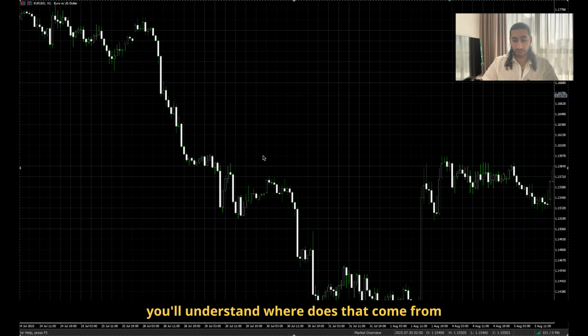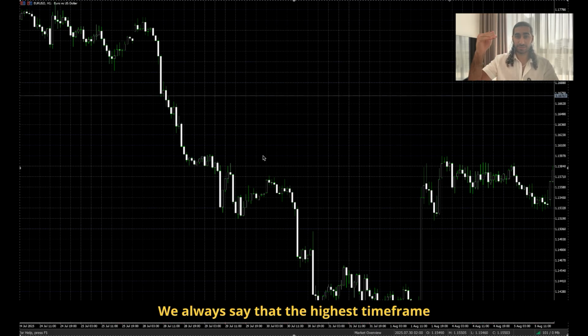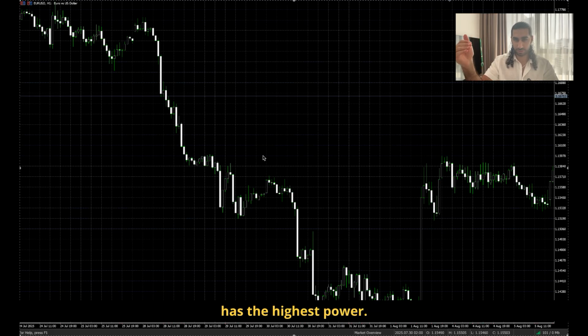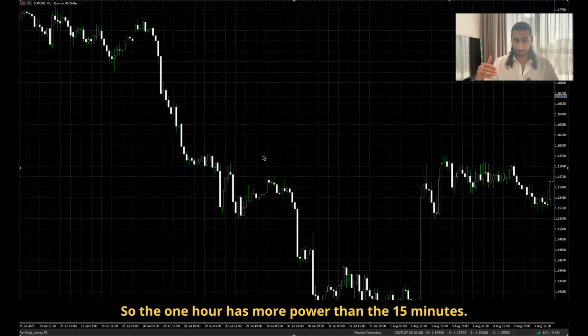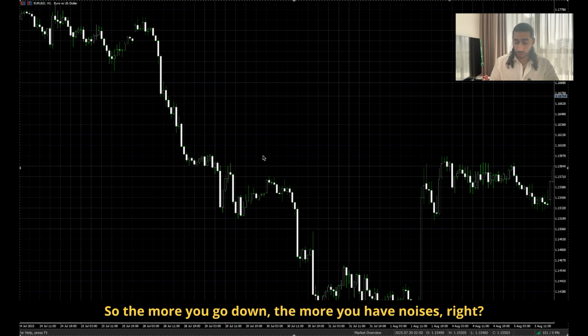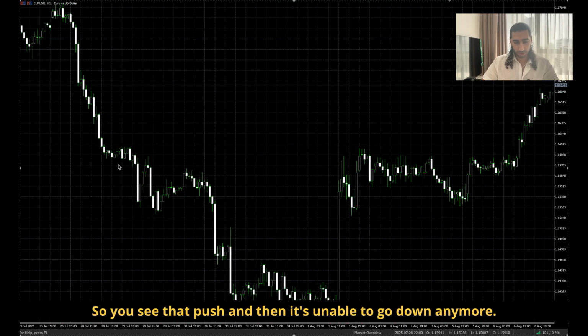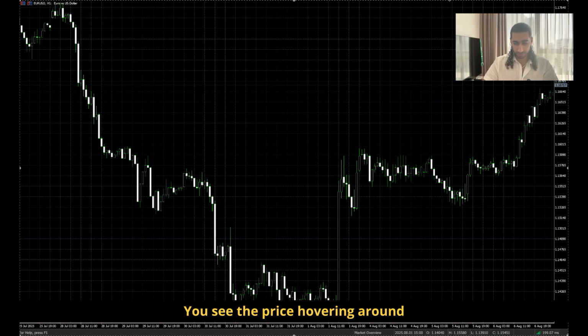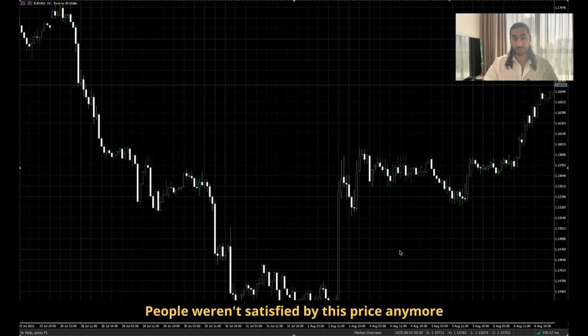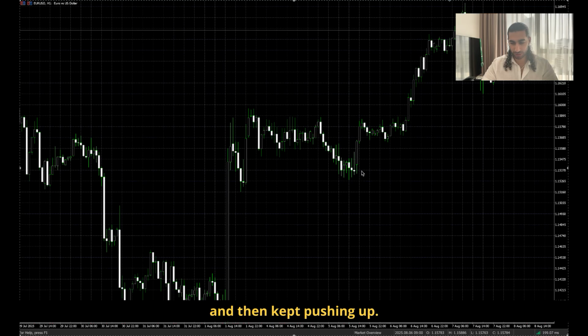where that comes from. We always say that the highest time frame has the highest power. So the 1 hour has more power than the 15 minutes. The 4 hours has more power than the 1 hour. So the more you go down, the more you have noise, right? Okay. So you see that push, and then it's unable to go down anymore. You see the price hovering around, and you see that big push to the upside. People weren't satisfied by this price anymore, and then it kept pushing up.